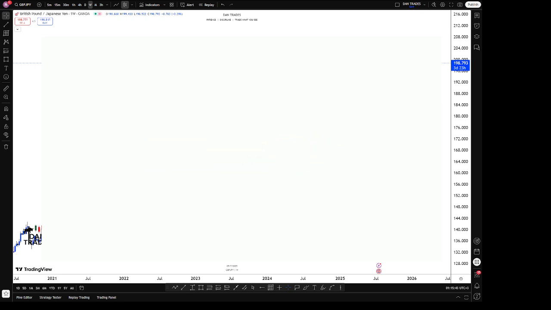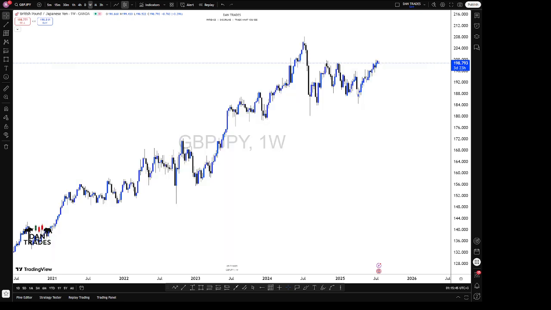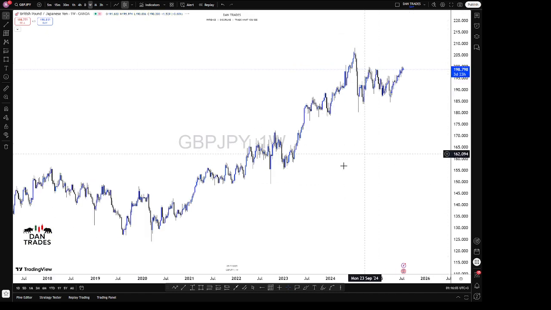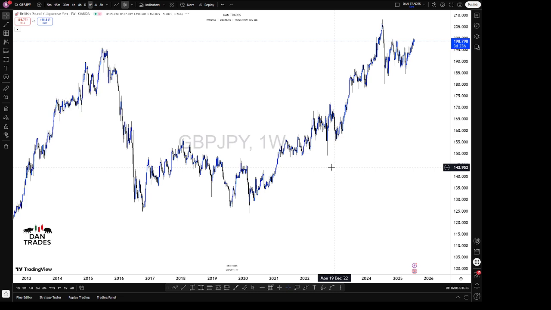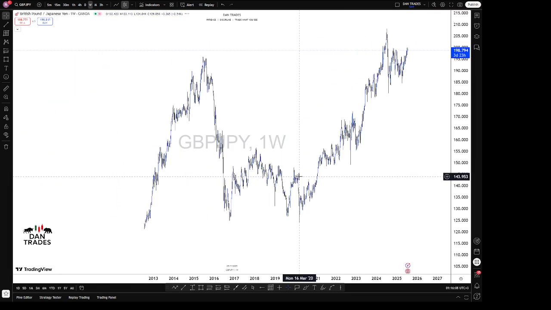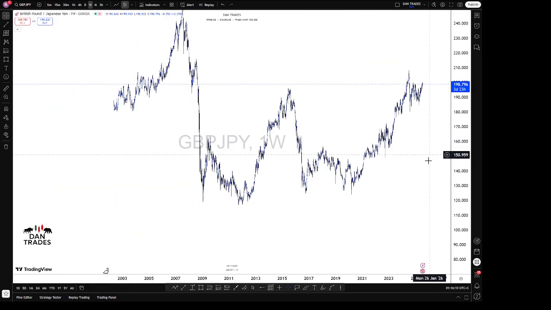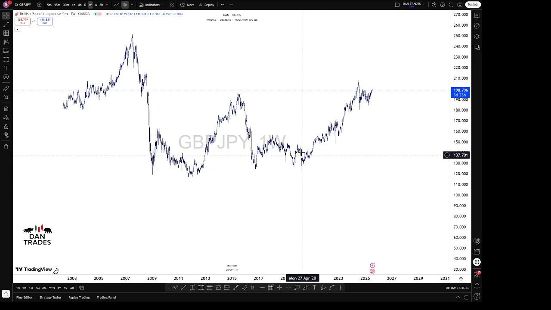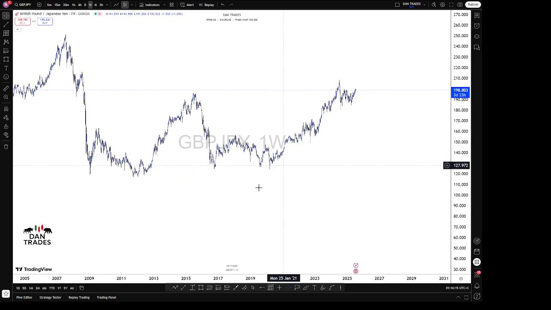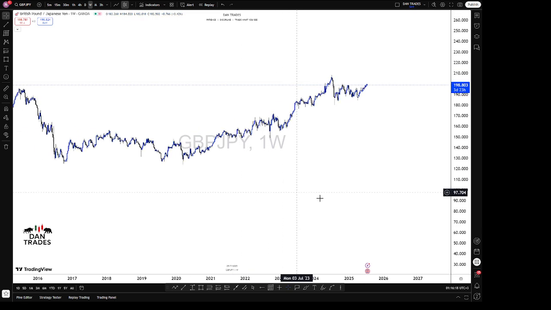Okay, guys. Today let's do some anticipation, or rather some top-down analysis on GBP/JPY. We're going to start from the weekly time frame and go down to some lower time frames. First of all, this is GBP/JPY on the weekly time frame, and on this time frame we can clearly see we are bullish on this pair.